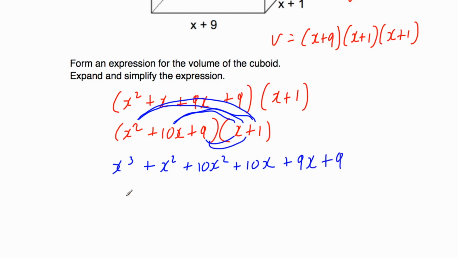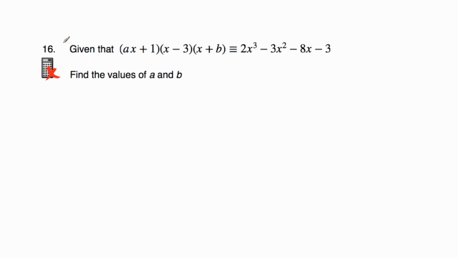Now collecting our like terms here, we would have x cubed. x squared plus 10x squared would be plus 11x squared. 10x plus 9x is plus 19x, and then we've got our plus 9. And that's it. Okay, let's have a look at question 16.